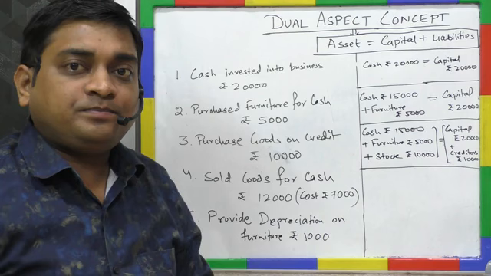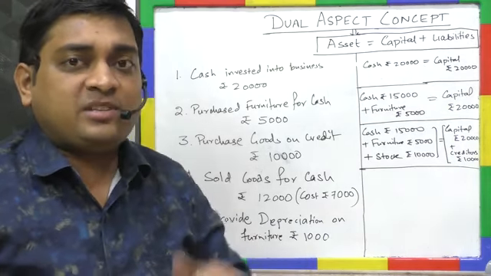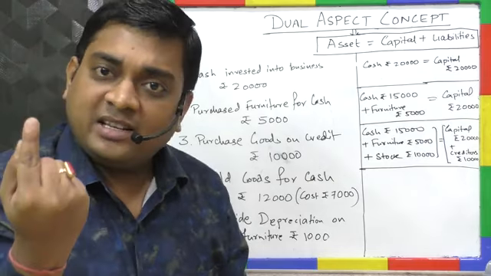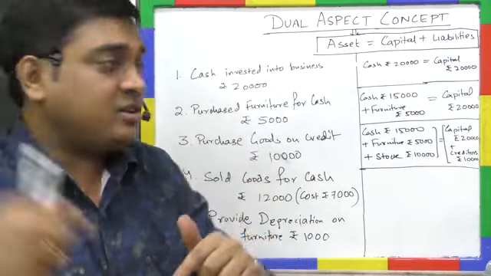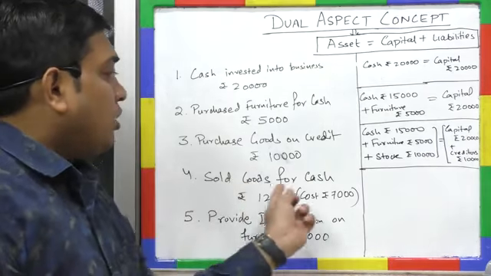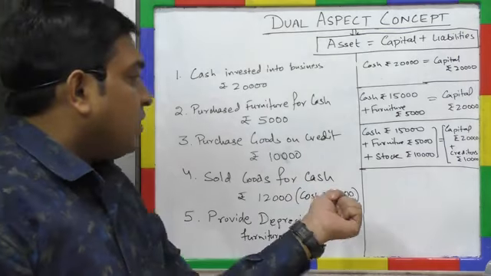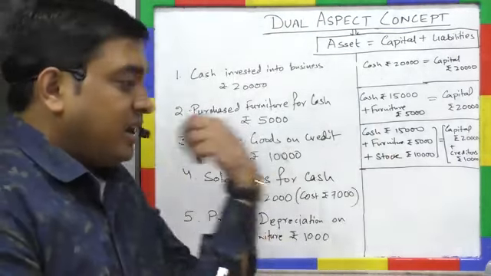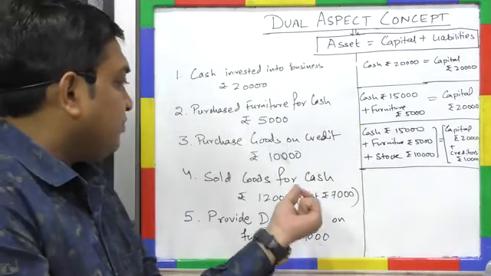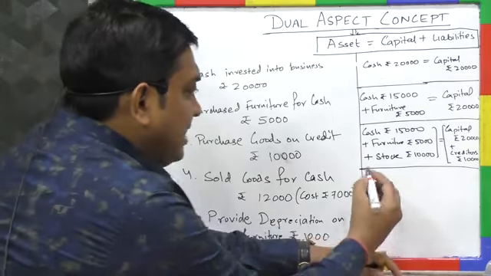Is that fine? So as of now we have seen the dual aspect concept says for every resource there is a source. For every resource there has to be a decrease in another resource. Sold goods for cash rupees 12,000. So what is happening? You are giving one resource, you are getting another resource. You are giving one asset, you are getting another asset. So goods, there is a decrease, and cash, there is an increase. So what is happening?